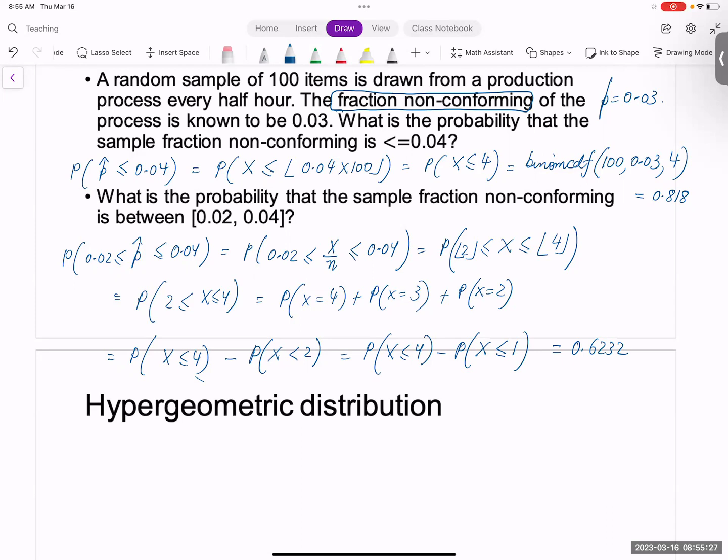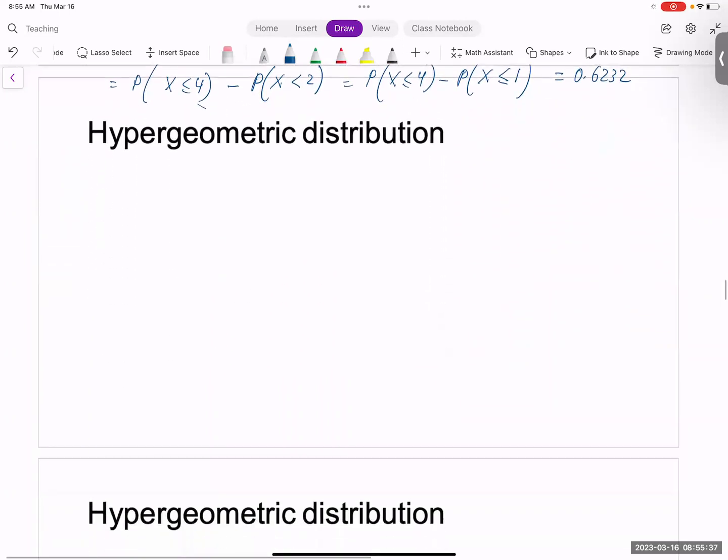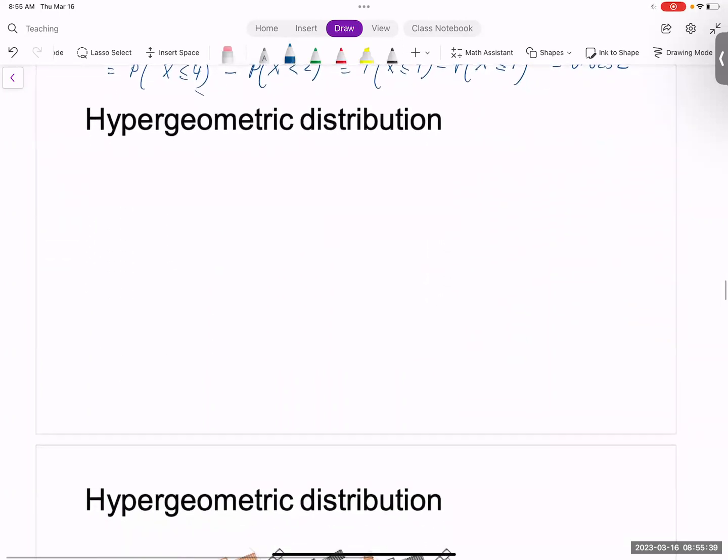All right, so let's also finish up hypergeometric distribution, and then we'll stop this lecture. I don't want to make lectures more than 30 minutes, so let's actually stop here, and then we'll come back and discuss hypergeometric distribution in the next lecture. All right, thank you.